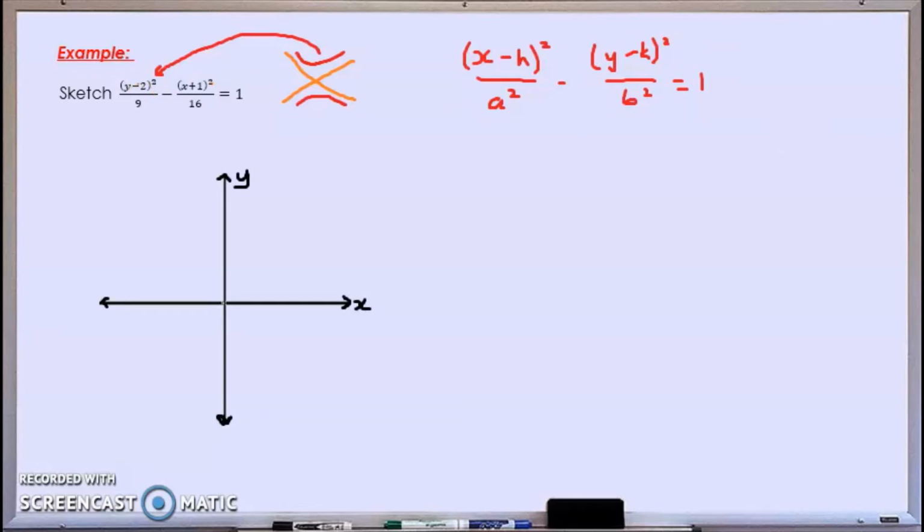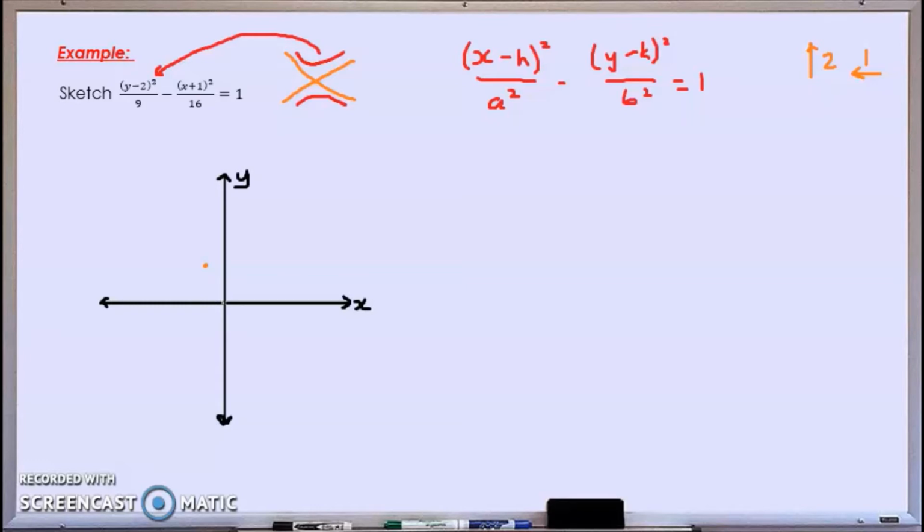So here, the y minus 2 means that I've translated up by 2. The x plus 1 means that I've translated left by 1. So therefore, I can put my asymptotes in, and they're going to intersect at (-1, 2), somewhere around here, let's say. The next thing I need to do is work out the equations of my asymptotes.